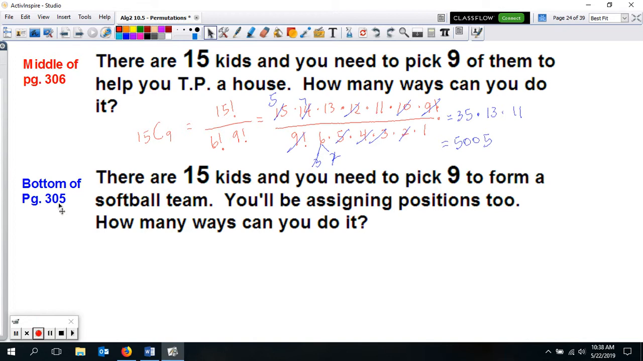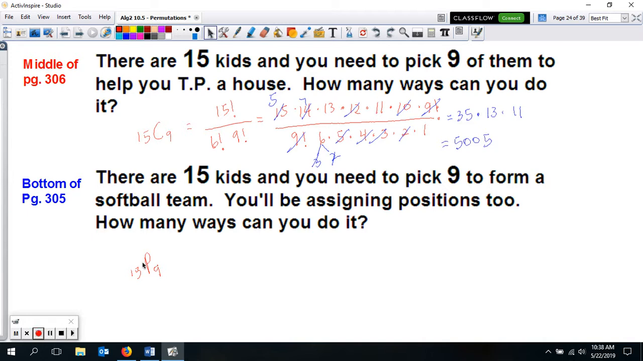Then right there on the bottom of 305, so turn back a page, underneath the permutation one. This one says there are 15 kids and you need to pick 9 to form a softball team. You will be assigning positions. How many ways can you do it? So right there a clue is that you're assigning positions, which means there's definitely an arrangement. One of them is going to be pitcher, another one's going to be catcher, first base, second base, and so on. So this one definitely would be a permutation.